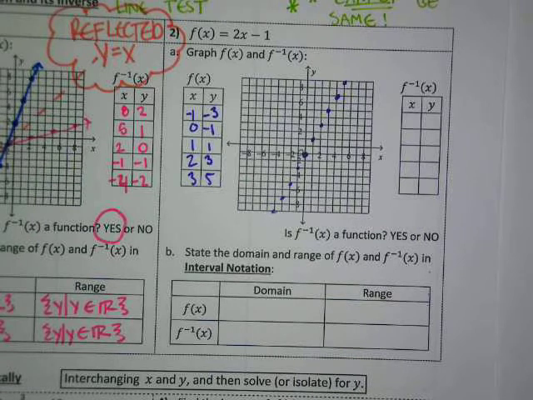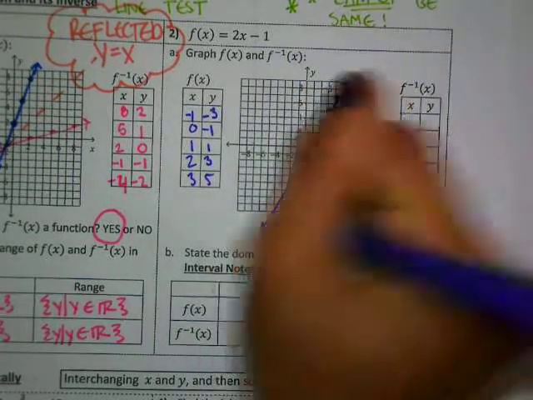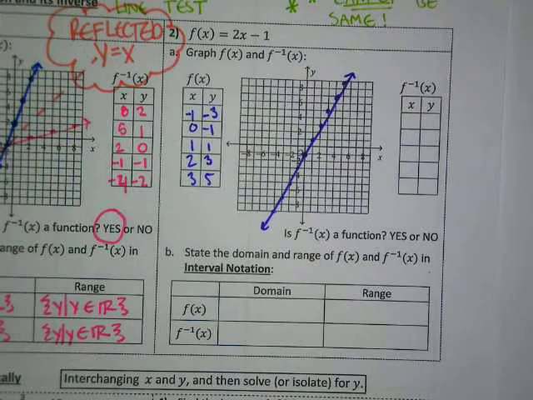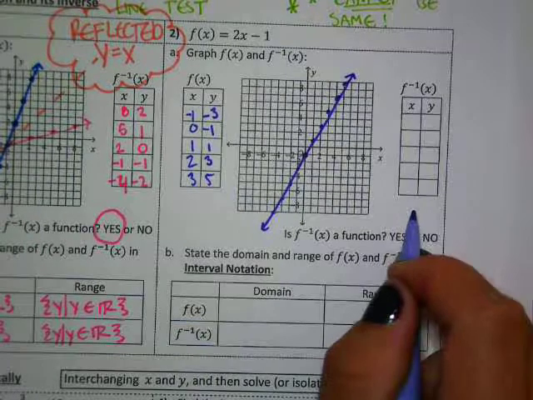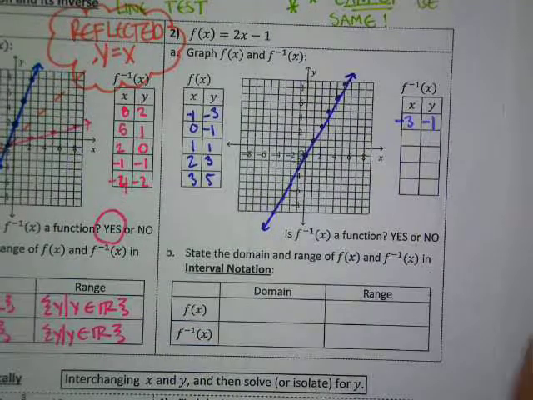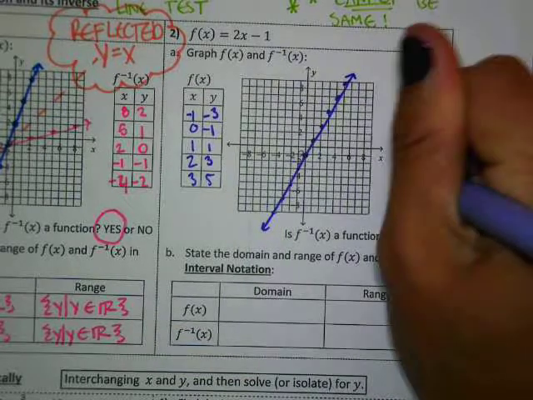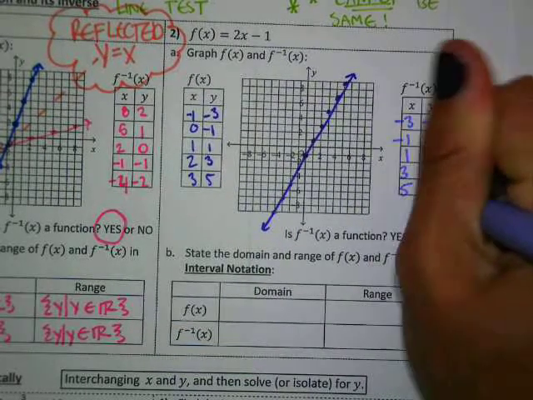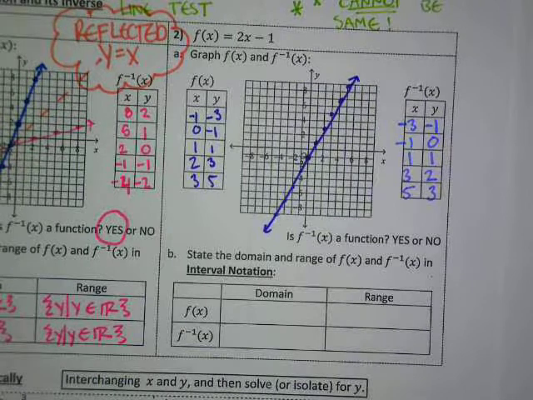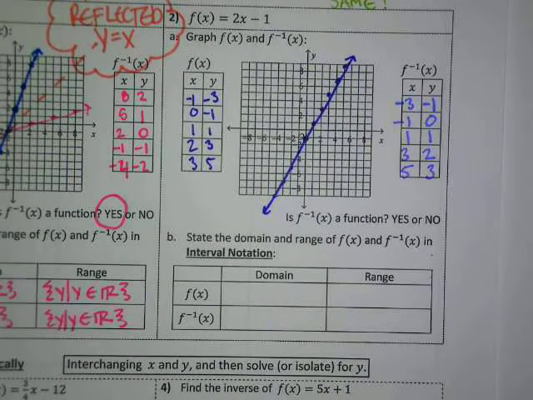Caitlin. So this is my regular function. Help me find the inverse points. Good. -3, -1. -1, 0. 1, 1. 3, 2. 5, 3. Someone want to come plot them?